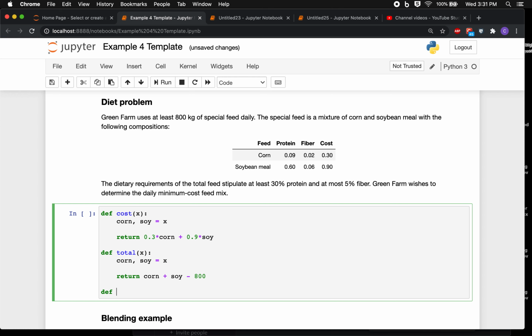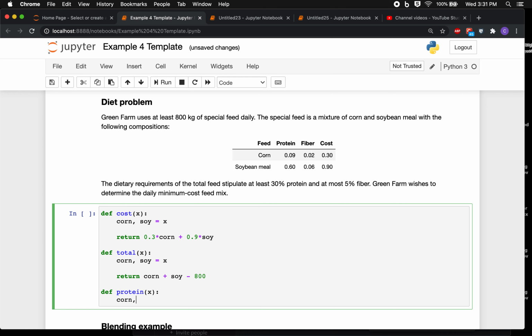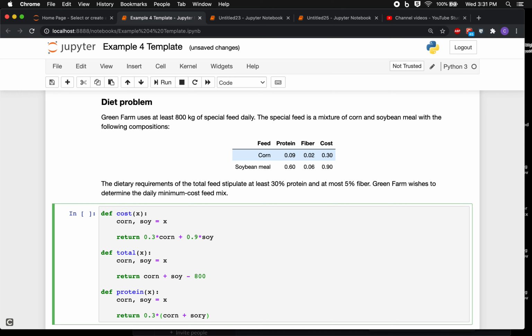And then we can do our protein, which is our next one. And so this is how I'm going to do it. So corn and soy X, we're going to unpack it. So what we're saying is that we have to have at least 30% protein. So if we take the mixture, right, that's corn plus soy, that has to be bigger than 30%.